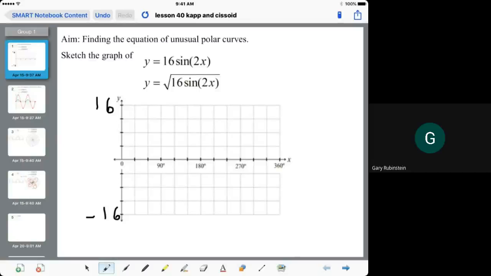As you look at this one, 16 sine 2x is like a sine-looking curve. But what do you think happens when you throw a square root around it? In the chat, take a minute. What do you think the difference is? What happens when you put a square root around a sine curve like that? Any thoughts about that?